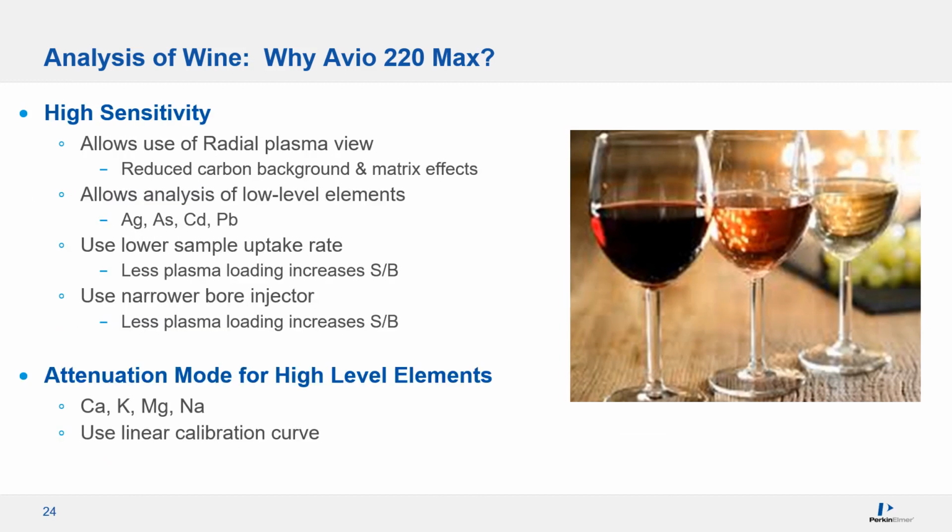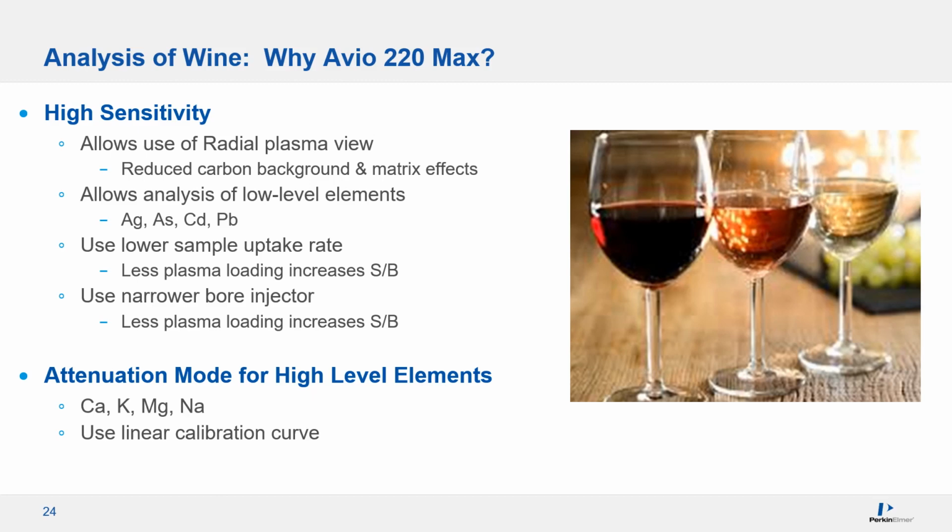Another reason for choosing the Avio 220 Max for this work is that it has very high sensitivity due to its unique optical properties and optical design. What this allows us to do is use radial plasma view for everything. This will reduce the carbon background and matrix effects. In addition, because of the high sensitivity, we'll be able to see the low-level elements, silver, arsenic, cadmium, and lead in this case, all that are hopefully present at low concentrations.